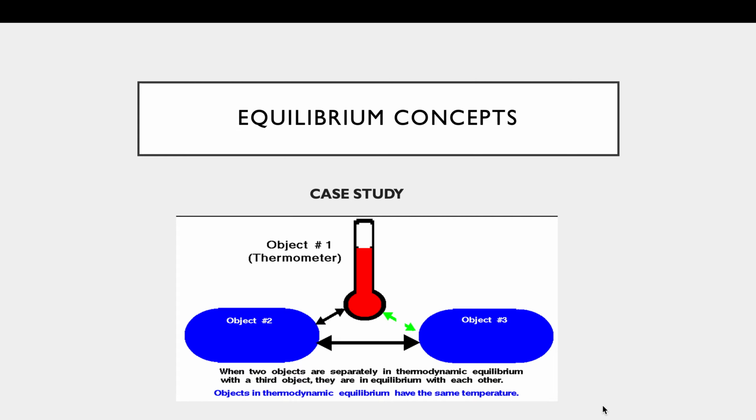Okay, so we have the equilibrium concept here. For example, we have object one, which is a thermometer, and object two, and object 3. The concept is, when two objects are separately in thermodynamic equilibrium with the third object, they are indeed in equilibrium with each other. So we mean to say that objects in thermodynamic equilibrium have the same temperature. That is the basic understanding of the case study of this equilibrium concept.